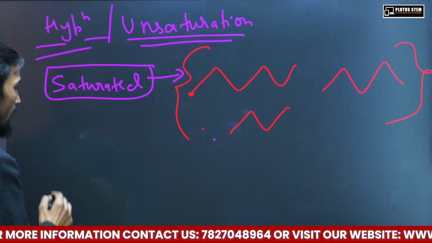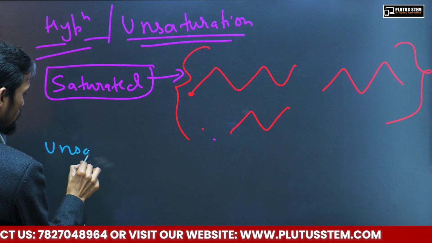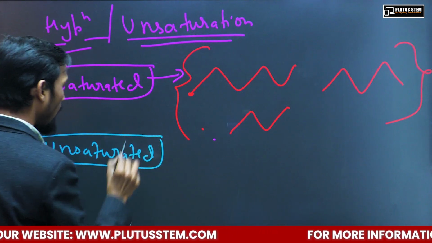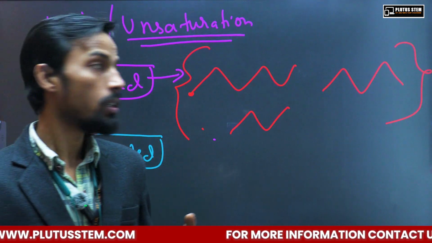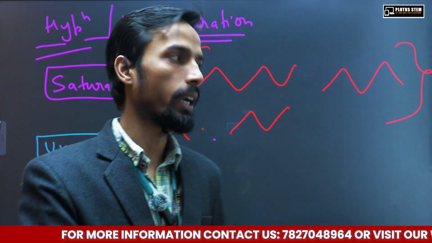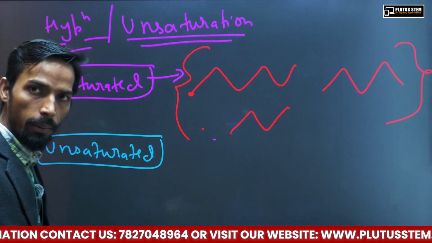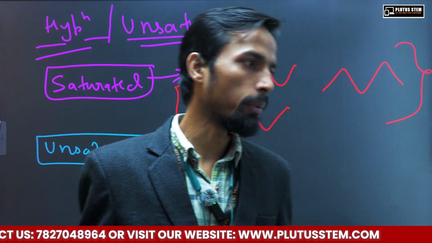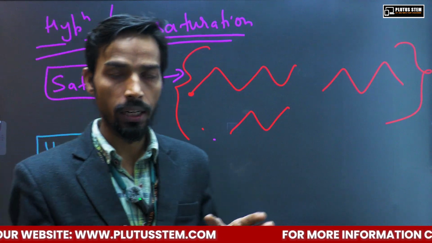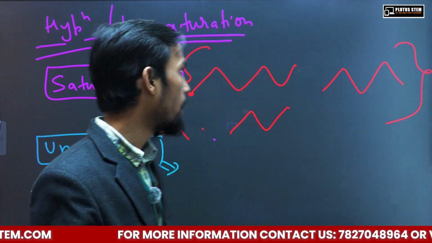Regarding unsaturated, another way is unsaturation. Saturation means no double bond, no triple bond. Unsaturation means presence of a double bond or triple bond. This can also be subdivided into two classes, alkene and alkyne, which means double bonded moieties and triple bonded moieties. We will get into the detail of this when we study alkane, alkene, and alkyne.